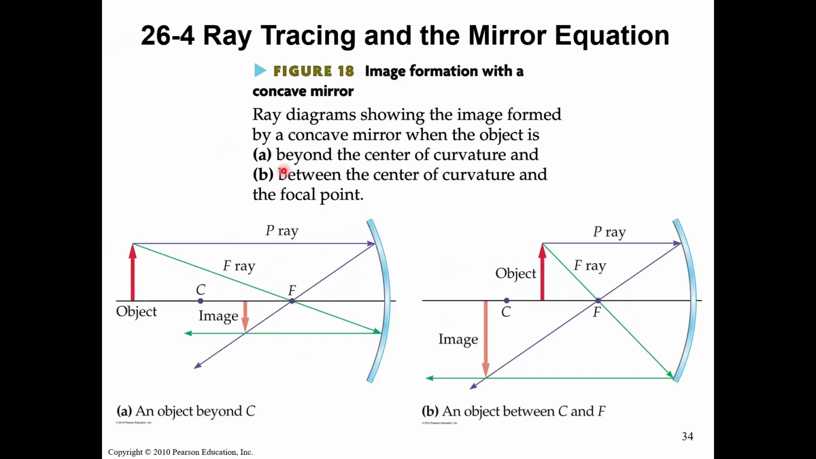Now, we talk about image formation with a concave mirror. Again, we have an object in here, we have a point A in the object. We can just draw a P ray. The P ray is a blue ray and it's parallel to the principal axis. It hits the mirror and then it gets reflected. The reflected light should go through the focal point. Okay, so we know where the reflected light is. This is a blue line.